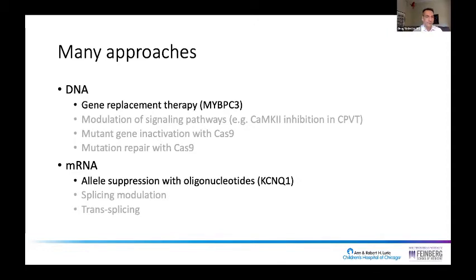There are a bunch of other kinds of gene therapy that are just starting to come out, although some of them have been worked on for a while: modulation of signaling pathways, mutant gene inactivation, mutation repair, splicing, trans-splicing. This is a very complicated field, and cardiology isn't the only place that's happening. This is a disease approach that is being used in a whole lot of disease states. But cardiology is an area of active interest, and I think we're going to see a lot of forward motion in this over the next 5 to 10 years.